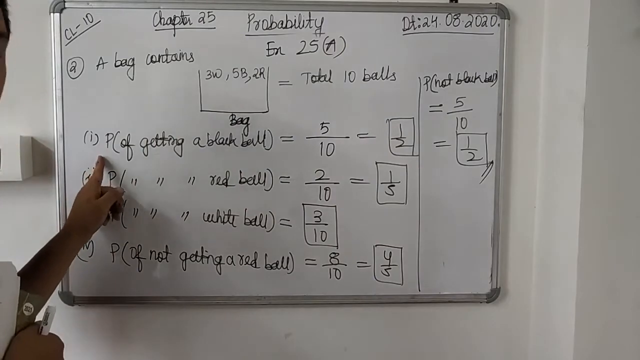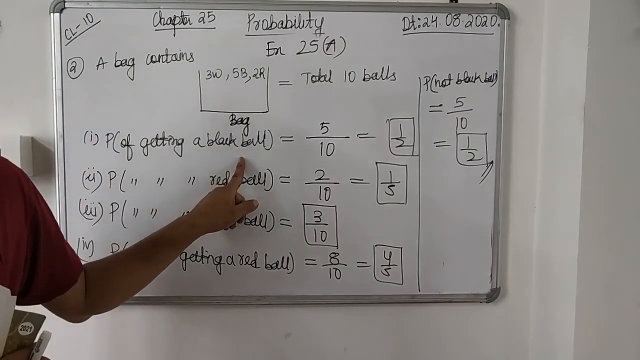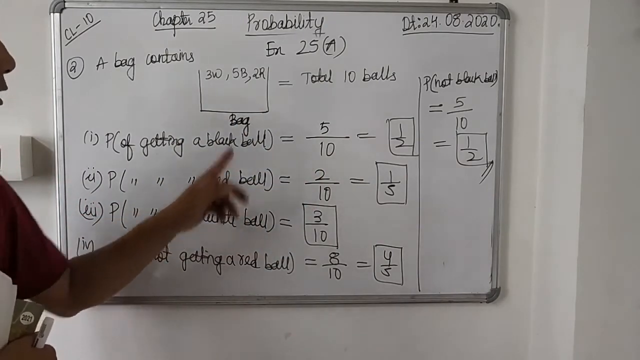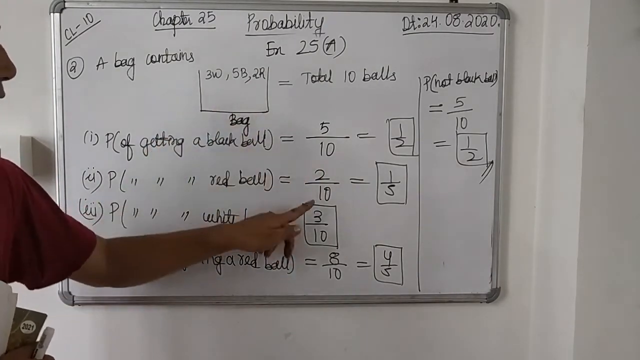What is the probability of getting a black ball? How many black balls are there? 5, right? So 5 by 10. Similarly, red ball. How many red? 2, so 2 by 10. White, 3 by 10.